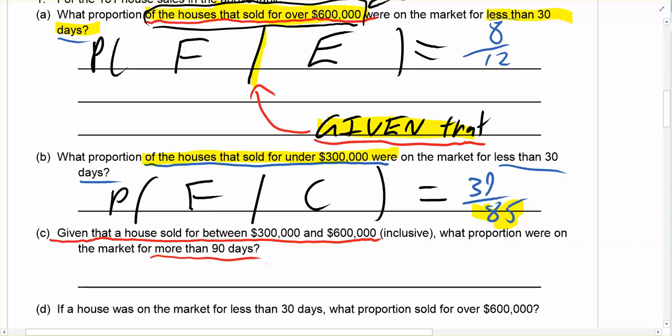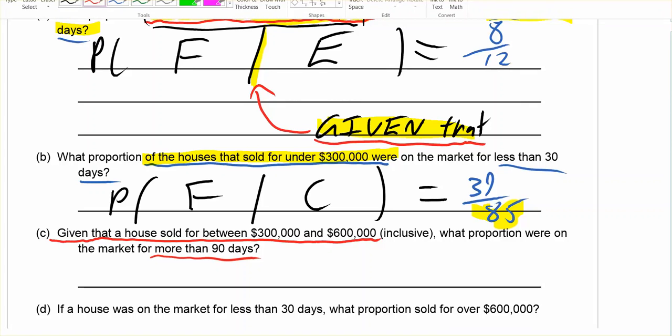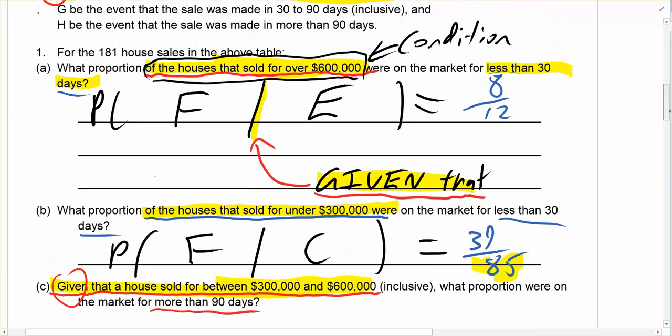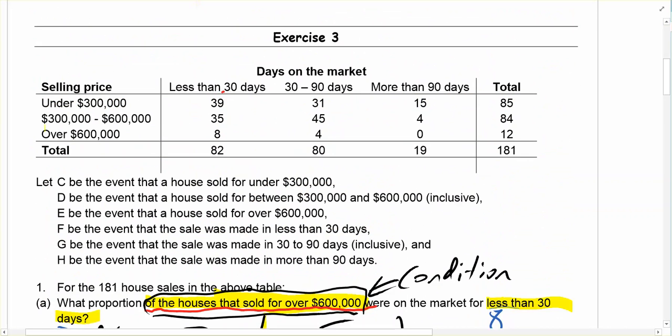First thing, what's it out of? Is it out of all 181 houses, or is it out of a subgroup? Well, it says given that a house sold for between 300 and 600 grand. So it's actually out of a subgroup. It's out of those houses. We already know the house sold for between $300,000 and $600,000, and the word there is given. It's a giveaway. We're told that it did. So it's only out of those houses. So $300,000 to $600,000 is 84 of them. And if we look at the letter we're using for that, it's D. So it's going to be given D.